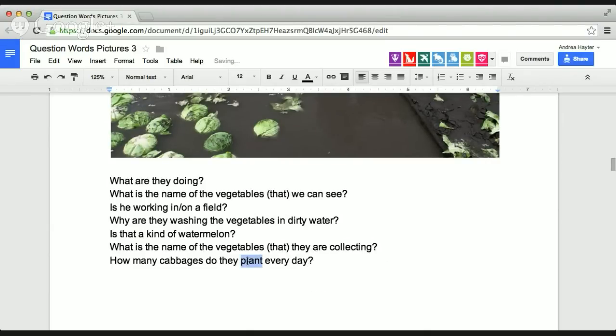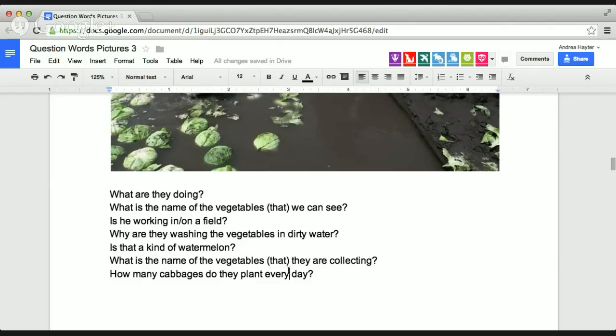It's also not can, will, could, would, should. So we have to have do. Because it's a different kind of verb. Do they plant every day? Yeah. You could also say each day, or daily, too. Lots of ways to say every day in English.